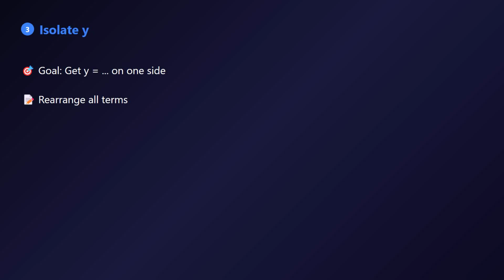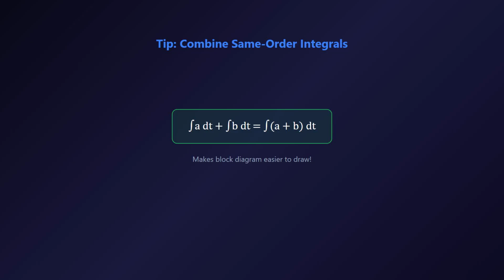Step 3 is to isolate y. We want y equals something on the right side. This is where we rearrange all the terms to get y by itself. Here's a useful tip from the previous lesson. When we have integrals of the same order, we can combine them inside a single integral. This makes the block diagram much easier to draw.